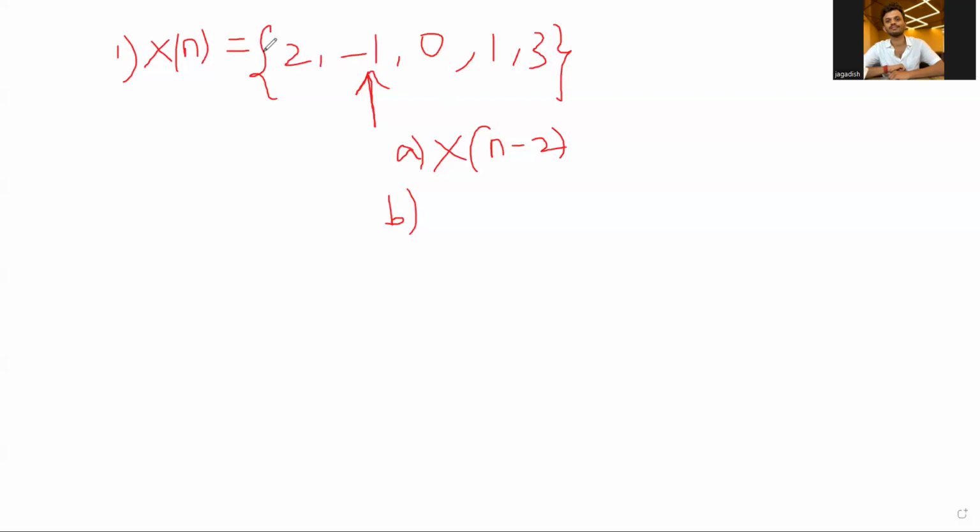So students, you will be solving more problems. You need to solve these questions. Already we have learned more problems on signals. The first signal is x of n = {2, -1, 0, 1, 3}. You need to sketch x of n minus 2 and x of n plus 2. This is your question number 1. Okay, start solving.